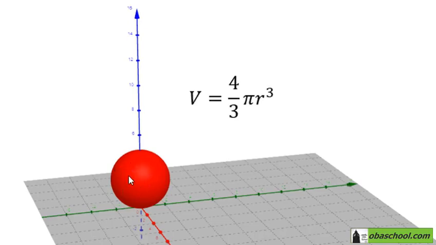We substitute the value of the radius in the equation and find its volume. That's all.